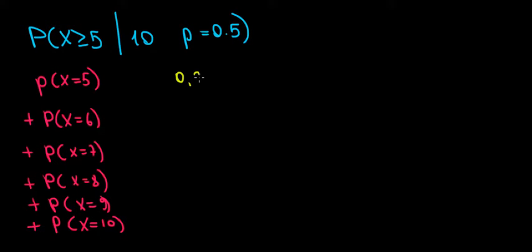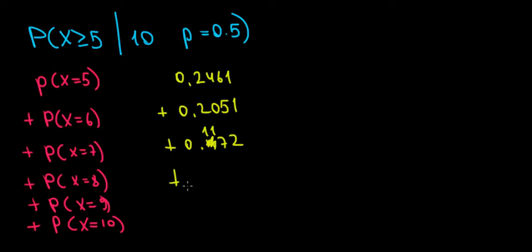Now, let's work out the math by taking the probabilities from the table. That would be equal to 0.2461 plus the probability that x equals 6, which is 0.2051, plus the probability that x equals 7, which is 0.1172. I didn't understand my own writing, apologies. The probability that x equals 8 is going to be 0.0439. The probability that x equals 9 out of 10 is going to be 0.0098. And the probability that x equals 10 out of 10 is equal to 0.0010.